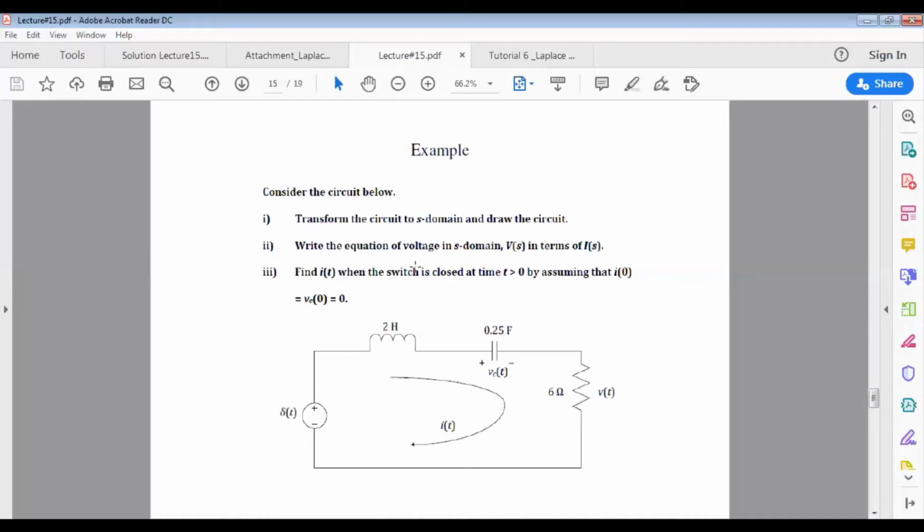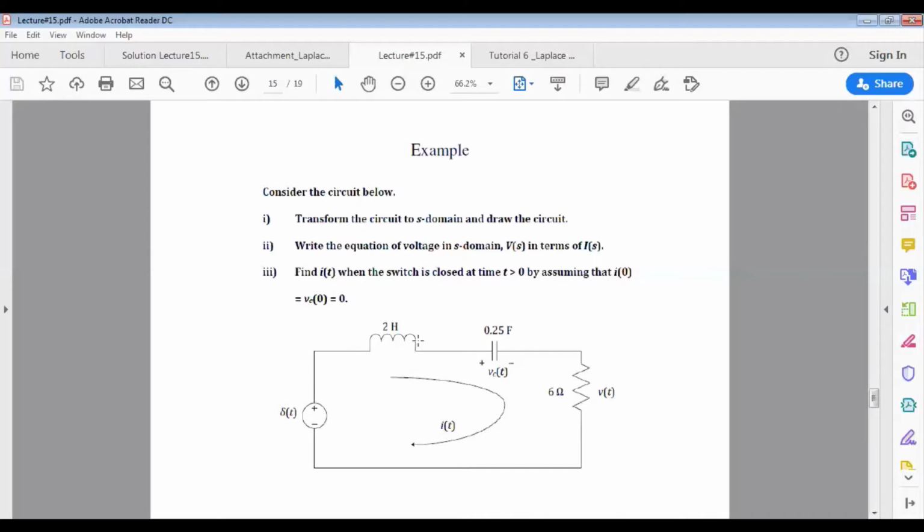Then write the equation of the voltage source in the S domain, Vs in terms of Is, and find the IT when the switch is closed at time t bigger than 0, by assuming that IL 0 negative and VC 0 negative are 0. So in this question, we have been given the assumptions that the VC 0 negative of this capacitor and the IL 0 negative of this inductor are 0.